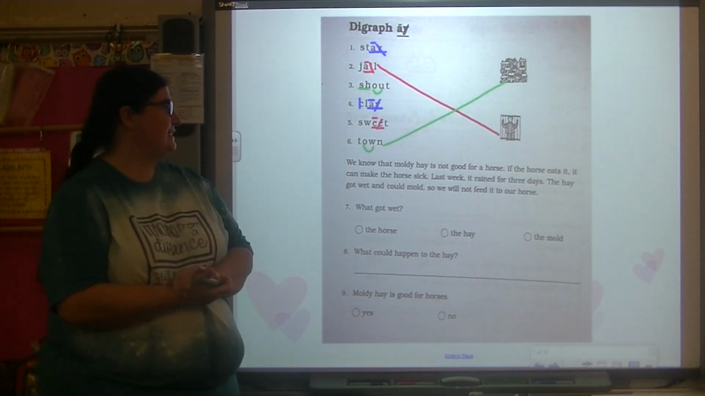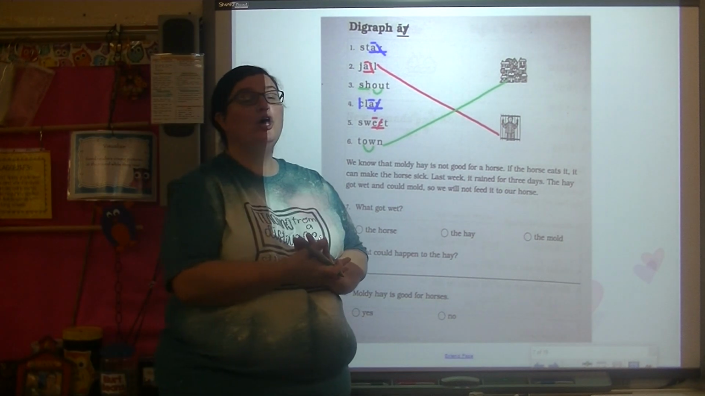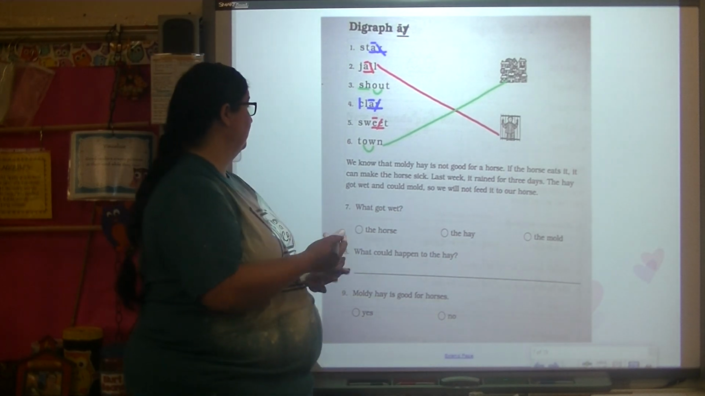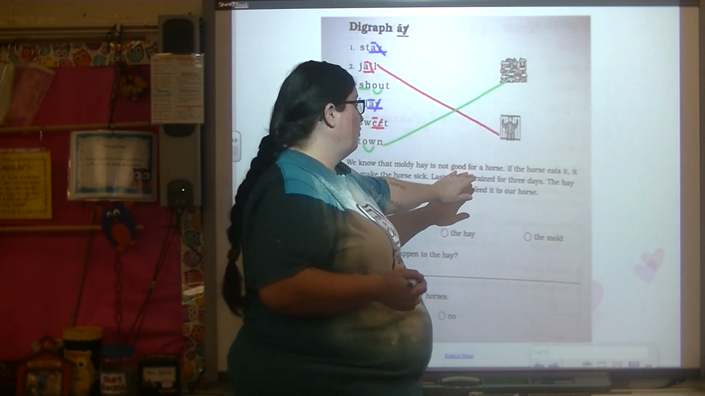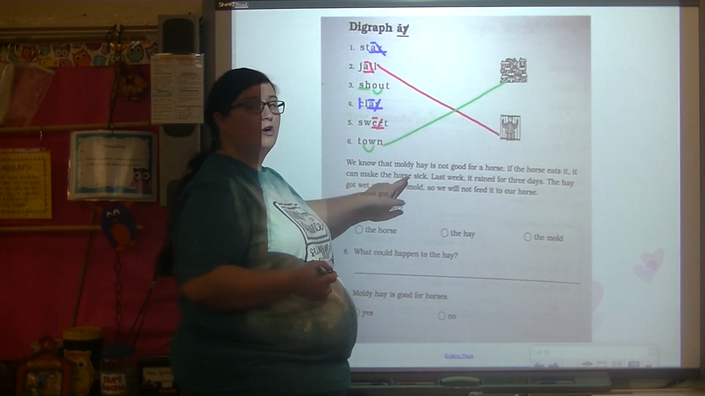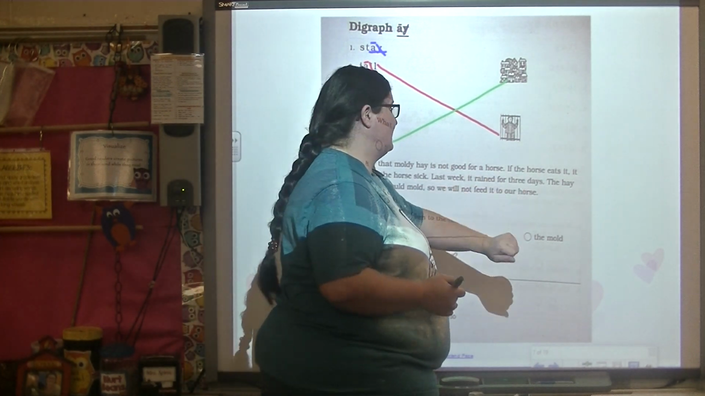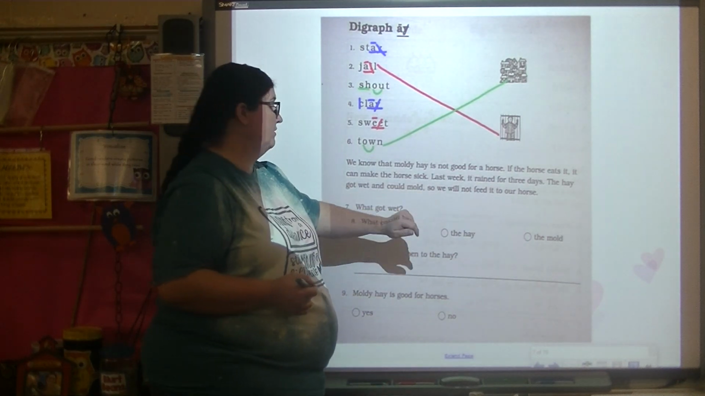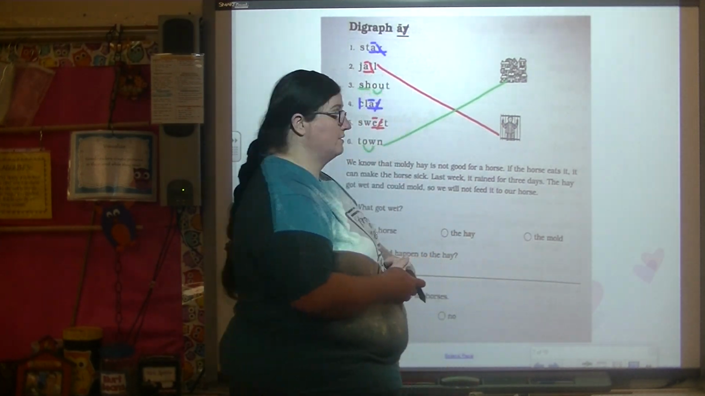All right. Now it's time for our passage. Remember, if you get to a story that you cannot read, code the words and try to sound them out before you get help reading them. We know that moldy hay is not good for a horse. If the horse eats it, it can make the horse sick. Last week it rained for 3 days. The hay got wet and could mold. So we will not feed it to our horse.